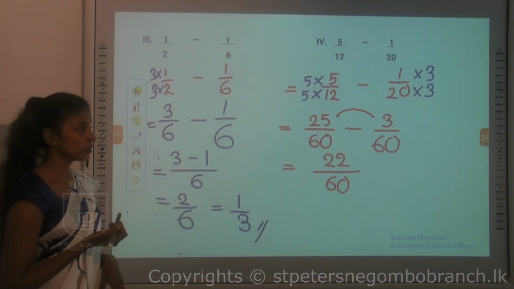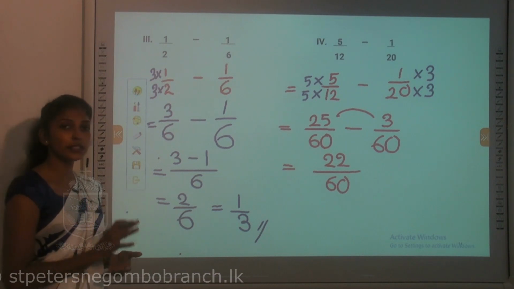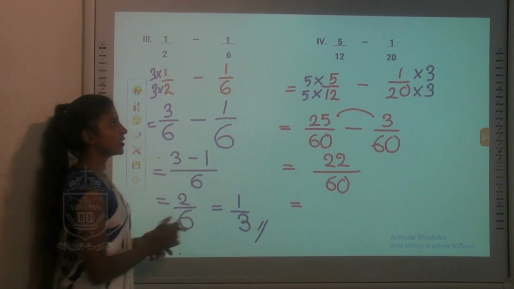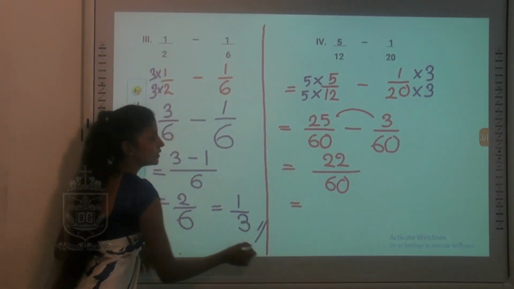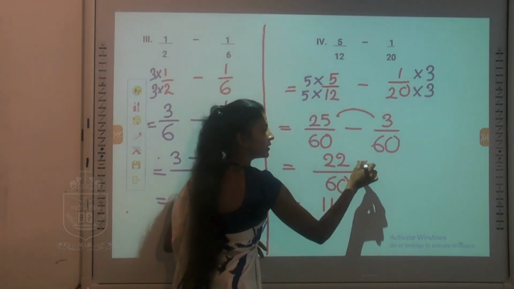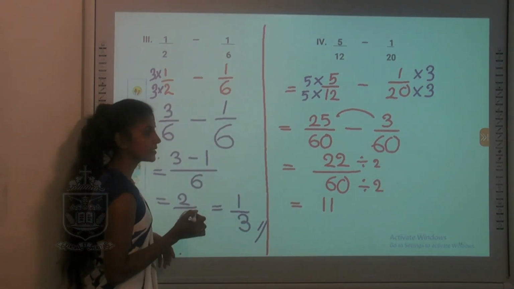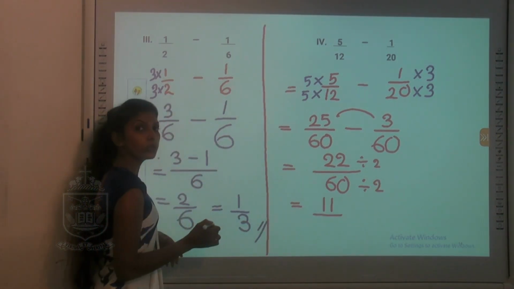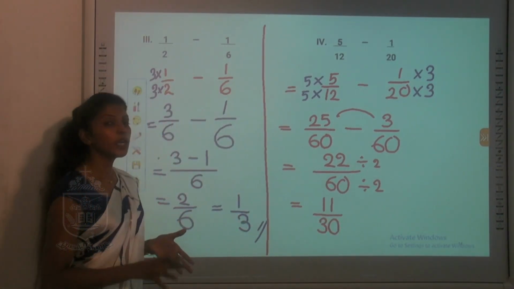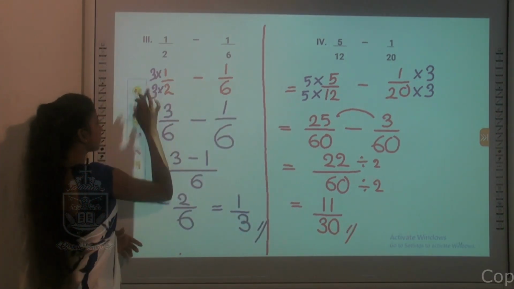So is this the simplest form? Can't we divide it more? Yes, we can divide it. It's a proper fraction, that's correct, but it is not the simplest form. How can we divide it? We can divide this by 2. 22 divided by 2 is 11. 60 divided by 2 is 30. Is this the simplest answer? Yes, that is the simplest form. We can't divide it further. So that will become the final answer.